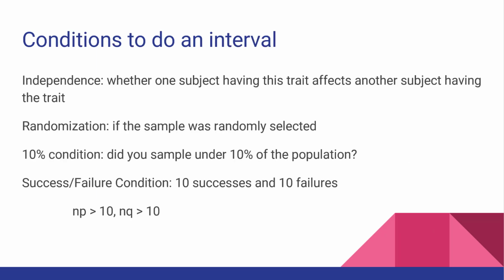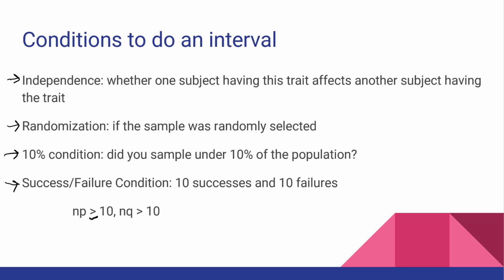In order to be able to make an interval in the first place, there are 4 conditions that you need to satisfy. These should look really familiar because we have done this before for our sampling distributions in chapter 17. First we have our independence condition. Does one person having a disease affect whether another person has a disease? Then, is a random sample taken? Did we sample under 10% of the population? And then our success failure condition, aka our large enough condition, so 10 successes and 10 failures.